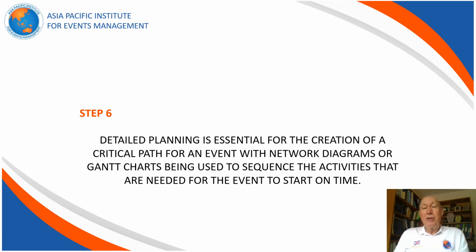Detailed planning is essential when we're thinking about the critical path, and we need to use a technique or techniques to help give a visual representation of the critical path that we are following. And there are two main types of diagram that we can use to give this visual representation of the critical path. And we're going to talk about those in the next series of slides. We're going to be talking about the network diagram or a Gantt chart.